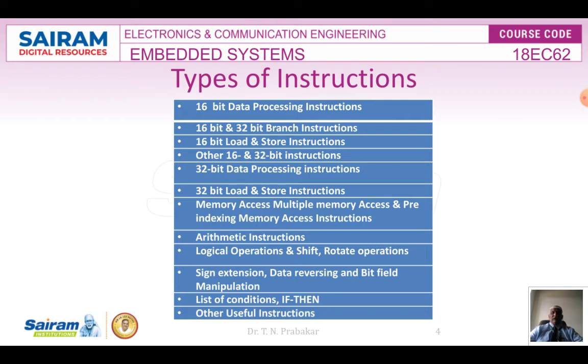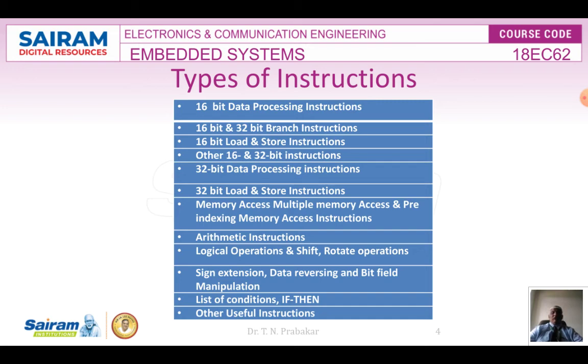So the first thing is the types of instructions; we can classify the total number of instructions available according to these categories. The first is the 16-bit data processing instruction. Data processing means data manipulation, any data change, that may be addition, subtraction, multiplication, division, then doing some logical operations. Shifting and rotating also come under these data processing instructions.